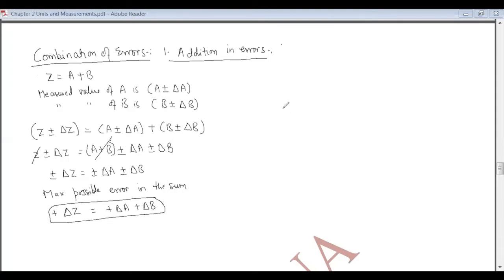Now let's find out subtraction in errors. Okay, let A and B be the true values, and when subtracted, let their difference be Z. So let Z be equal to A minus B. These are the true values. When subtracted, the difference is Z. Now again, the measured value of A can be written as A plus minus delta A, and the measured value of B can be written as B plus minus delta B.